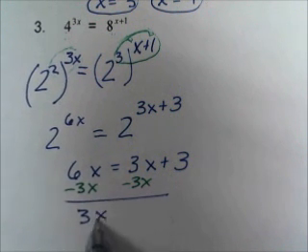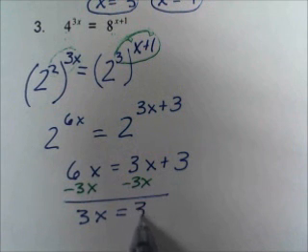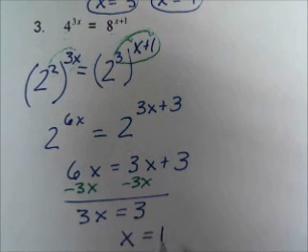6x minus 3x is 3x. 3x equals 3, and divide by 3, x equals 1.